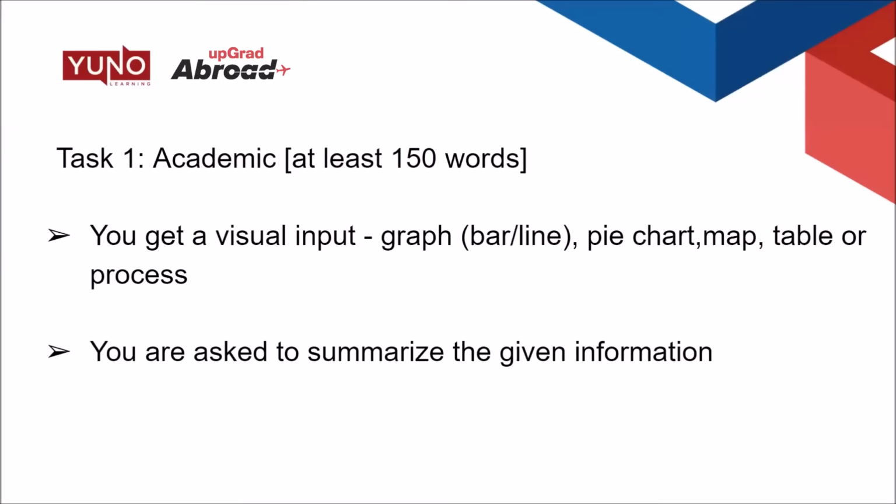As I told you, you get a visual input, which can be a line graph, a bar graph, a pie chart, a map, table, or a process. And you're asked to write at least 150 words. So whatever information is given in the visual input, you should summarize that information. How should you summarize that? What all should you include in your answer? So how should you write your academic writing task 1 response?